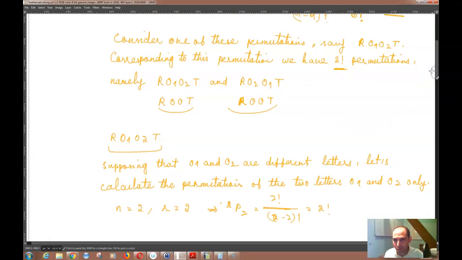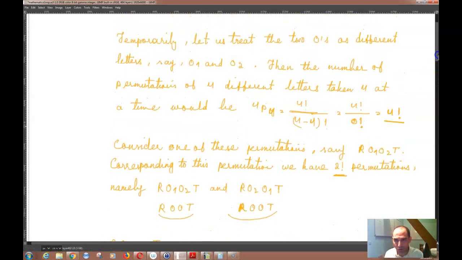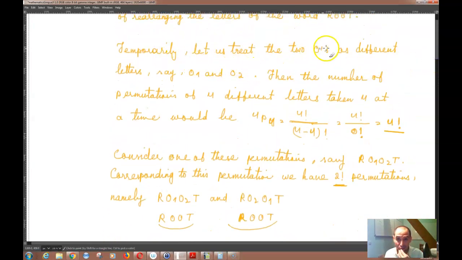So now all the permutations related to this word, treating the two O's differently, was 4 factorial, and the different permutations of the O's were 2 factorial, and of course you have to take that out. Now in order to take that out, you need to divide, and you need to understand why you divide here.